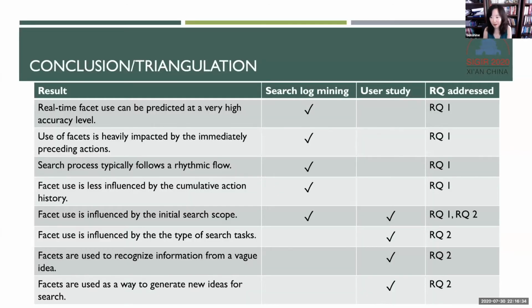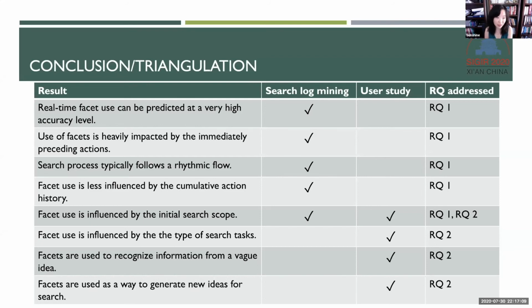So here are the conclusions. We used 2 approaches to study facet use, and here are the conclusions from both approaches. We found that real-time facet use can be predicted at a very high accuracy level. Also, use of facets is heavily impacted by the immediately preceding actions. And the search process typically follows a rhythm flow, which means a search cadence. There is a pattern in search activities.